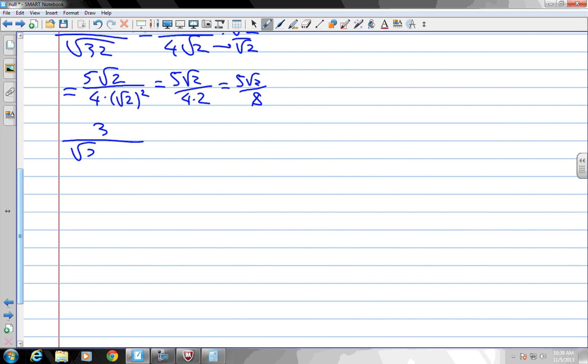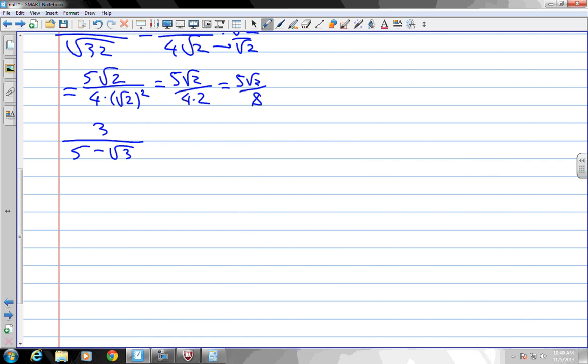It gets a little bit naughty if I have something like, well, let me try a different example. How about if I have something like that? So it's 3 divided by 5 minus square root of 3. So that has a square root in the denominator.